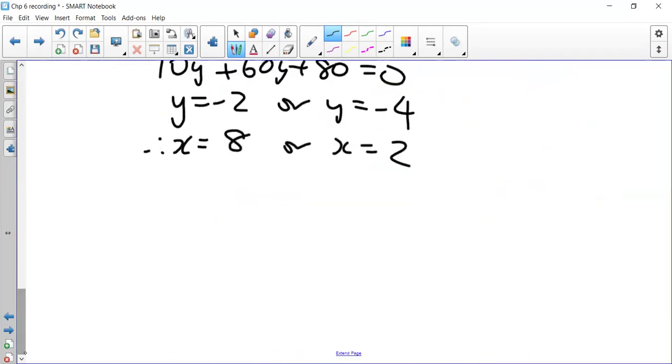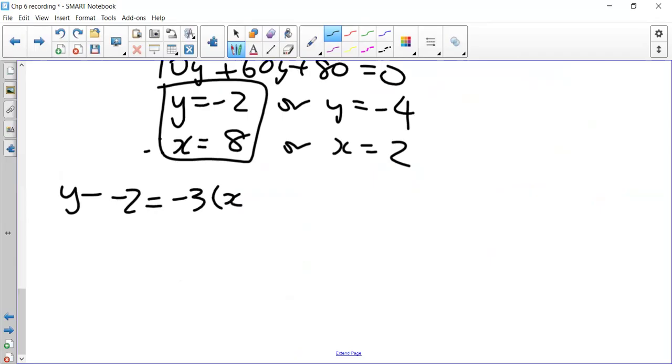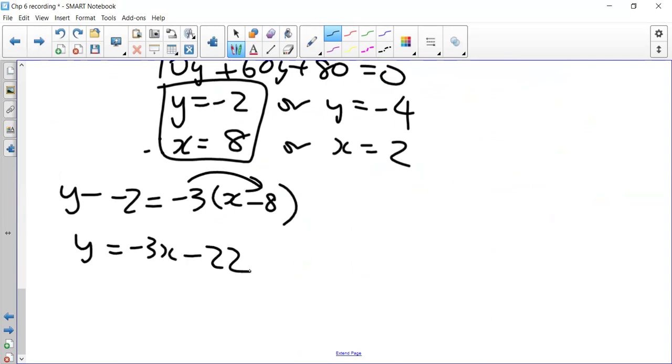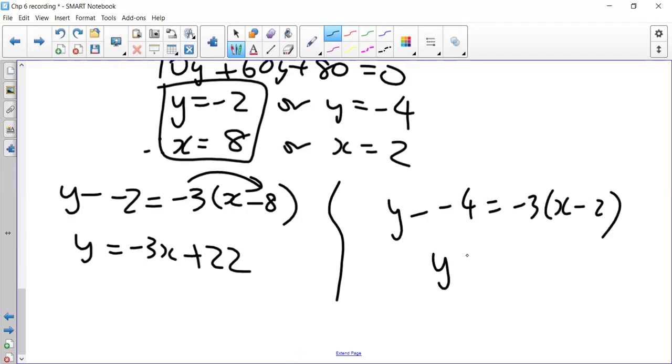So the gradient is 3. Let me choose this point first: y minus y1 equals m(x minus x1). So y equals minus 3x, plus 24 minus 2, it's minus 22. And the other one, y minus minus 4 equals m(x minus x1). So y equals minus 3x plus 6 minus 4, which is plus 2.